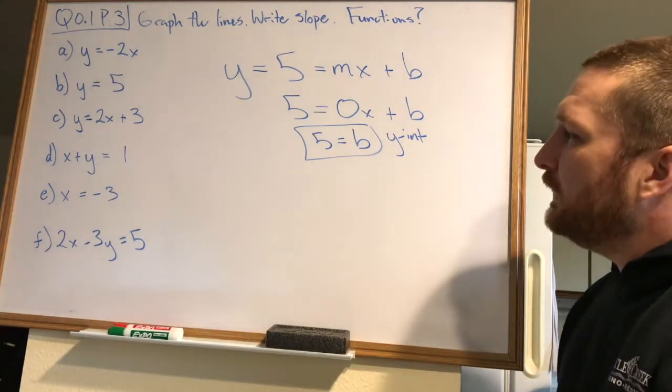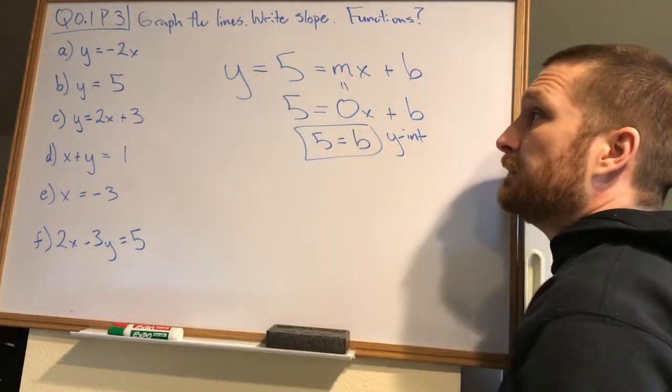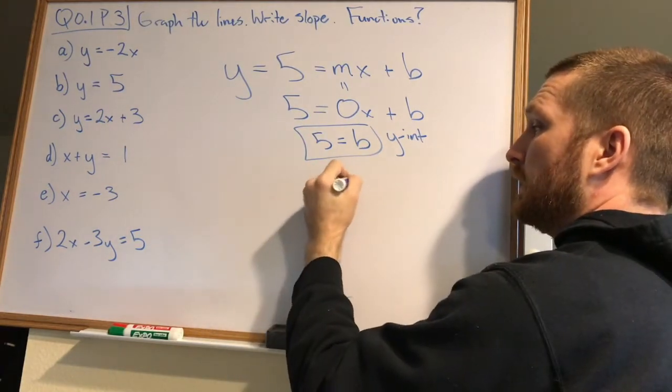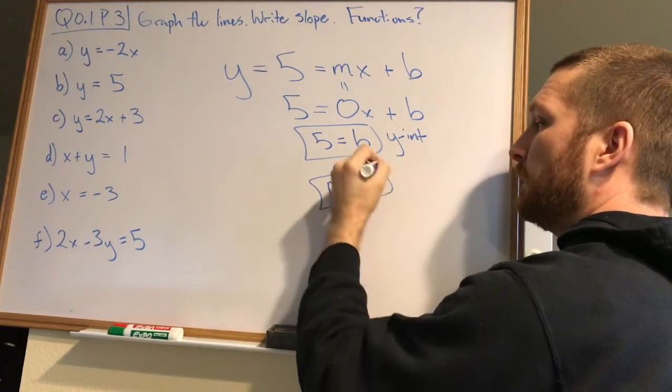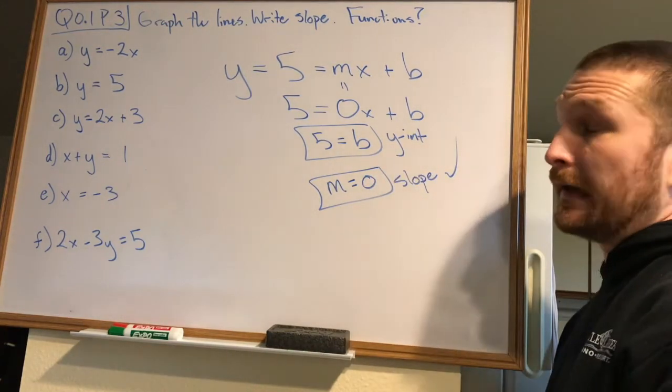Okay, that's one way of thinking about it. Oh, and we would also know, well, then my slope right here would be 0. So I would say m equals 0 is my slope. Check, okay, because we have to identify that anyway.